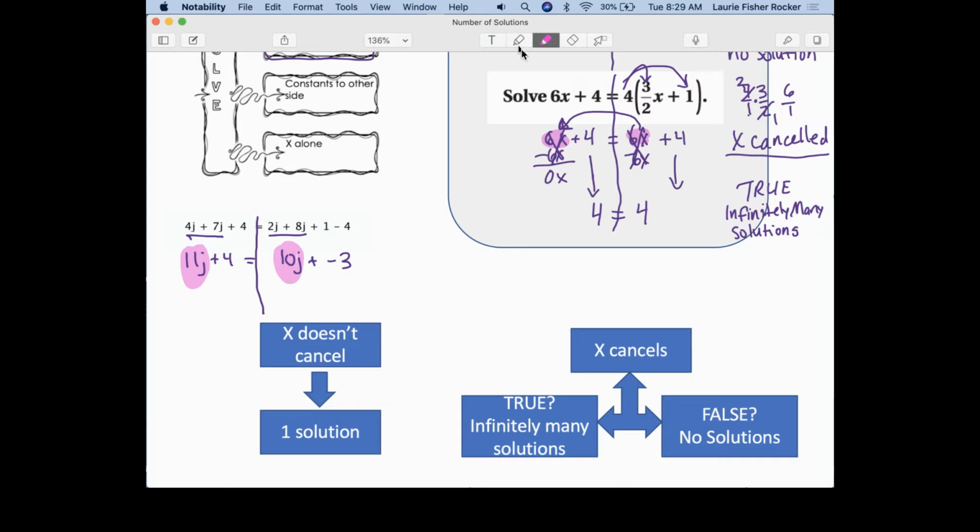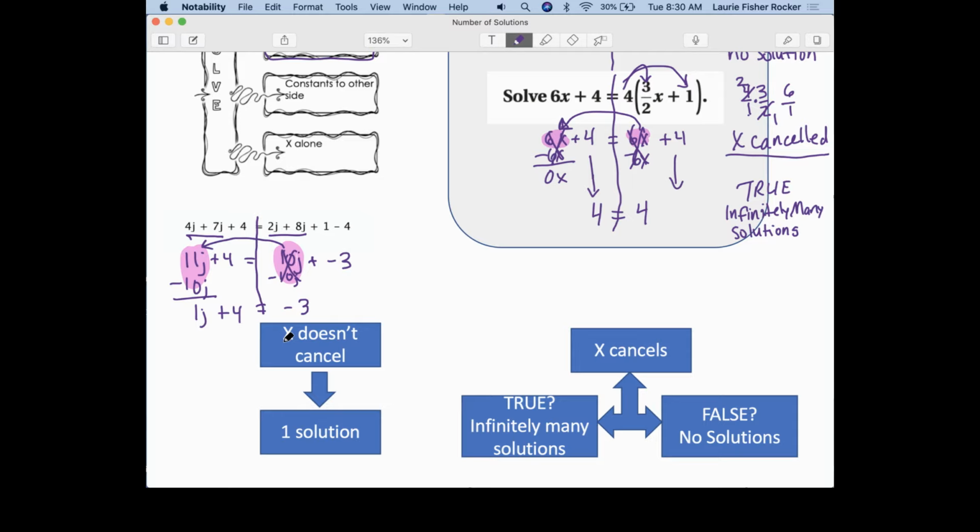Let me just show you this. So I go over here. So I go minus 10j. Cancels. That's what we want it to do. Minus 10j. I end up with 1j plus 4 equals negative 3. So the x didn't cancel. So here's our scenario. X doesn't cancel. You know what? We're going to have one solution.